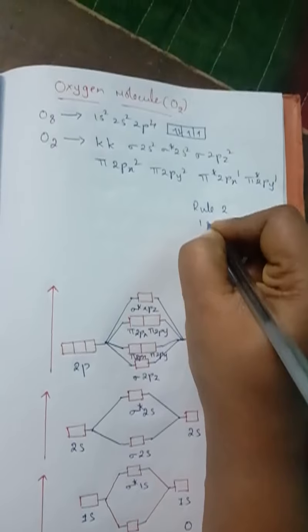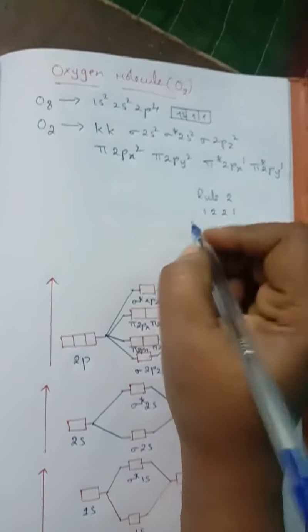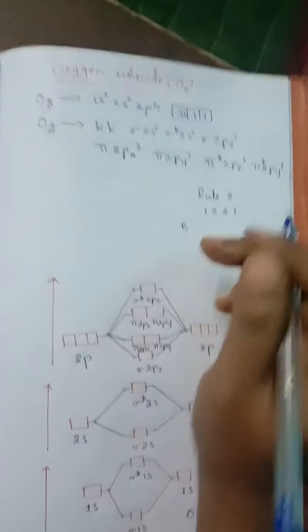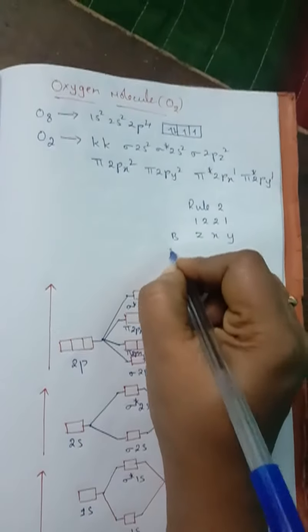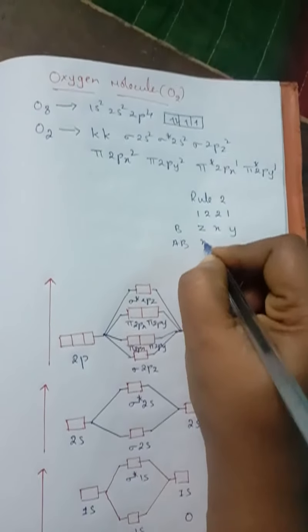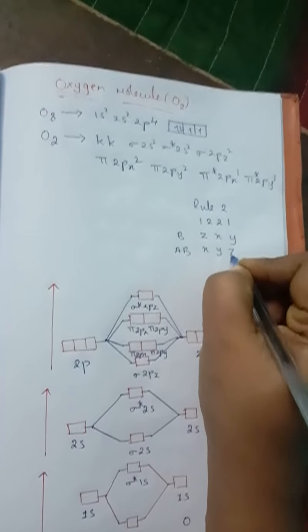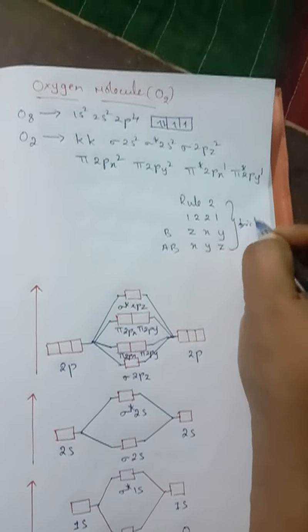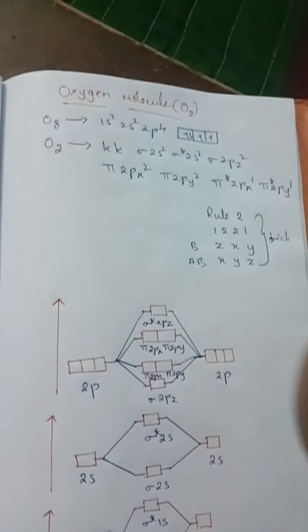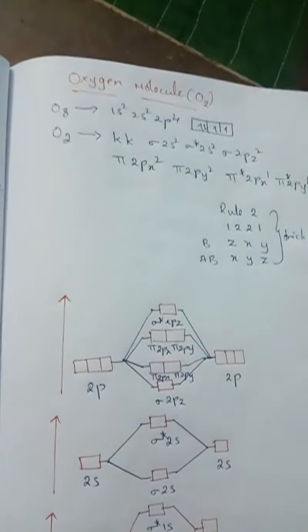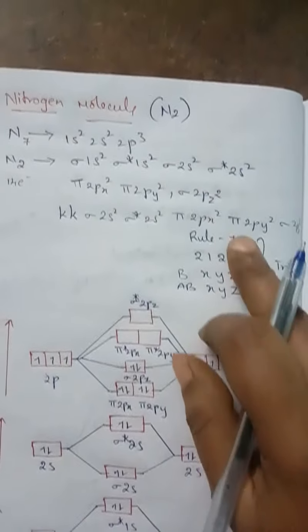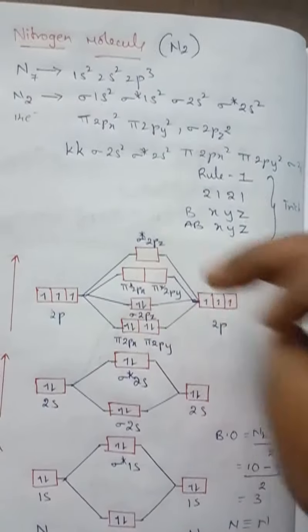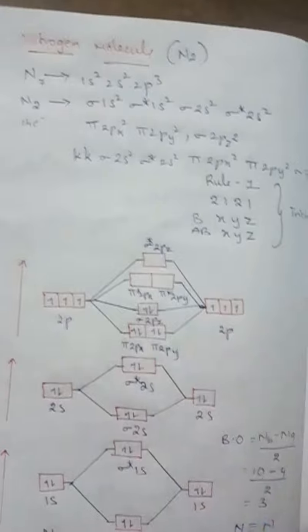1, 2, 2, 1. And here in bonding orbitals, first we have to write Z, next X, Y. And in anti-bonding orbitals, X, Y, Z. So this is the trick. For oxygen, for fluorine and for neon, you have to follow this rule. And for lithium, beryllium, boron, carbon and nitrogen, we have to follow the other rule. If you know this, you can easily draw these molecular orbitals with the help of the atomic orbitals. So now we are going to arrange the electrons.